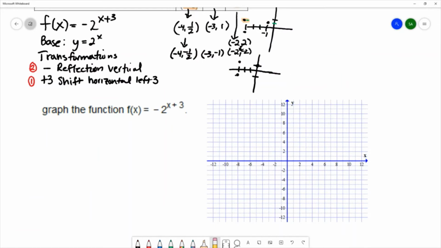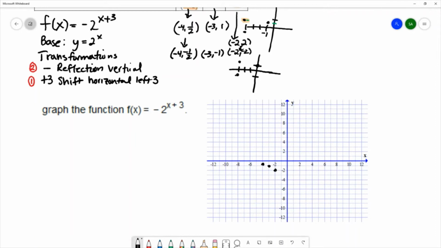The next thing we want to do is to graph the function f of x equals -2 to the x plus 3. So we've already found some new ordered pairs that will be on the graph. And those ordered pairs are (-4, -1/2), (-3, -1), and (-2, -2).